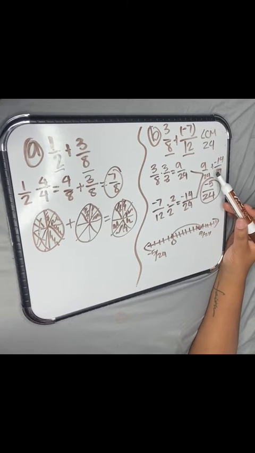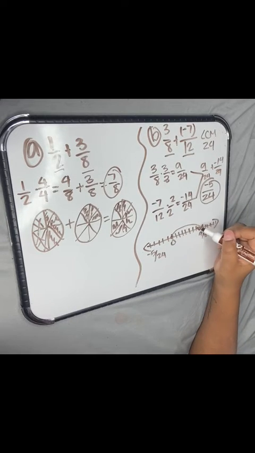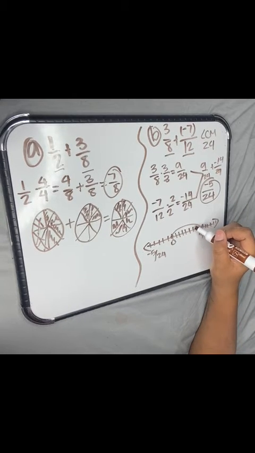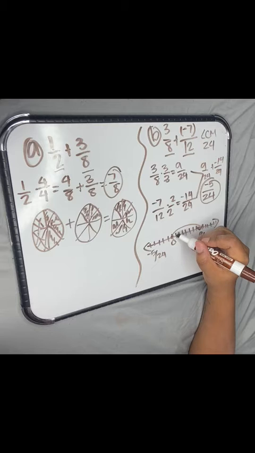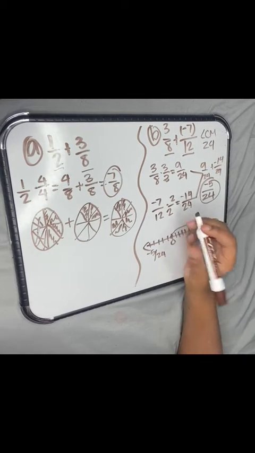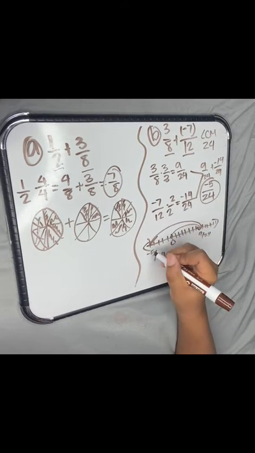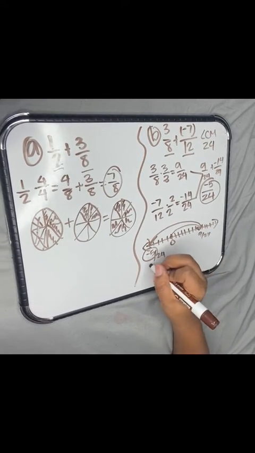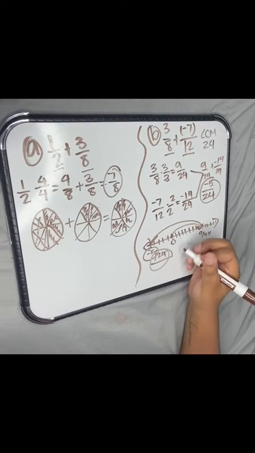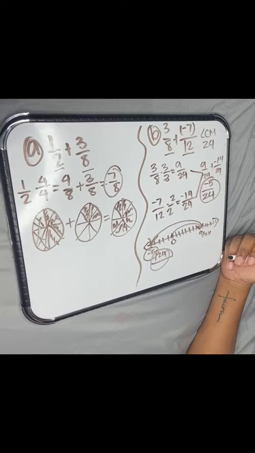So negative, meaning left, means we have to go back 14. So we have 1, 2, 3, 4, 5, 6, 7, 8, 9, 10, 11, 12, 13, 14. Going back 14 spots, that will bring us to negative 5. And since this is out of 24, it will bring us to negative 5 over 24. And that is how we get the answer of negative 5 over 24.